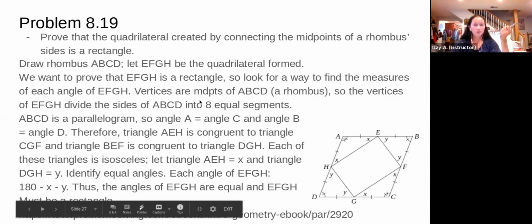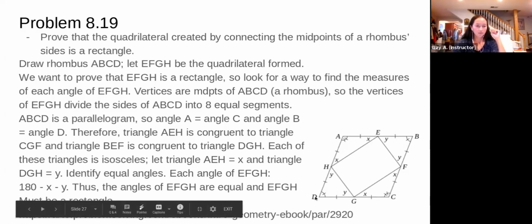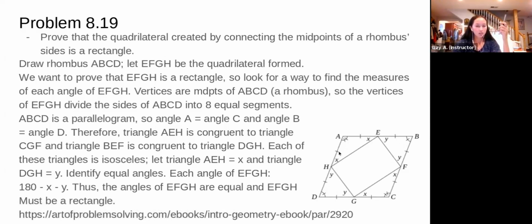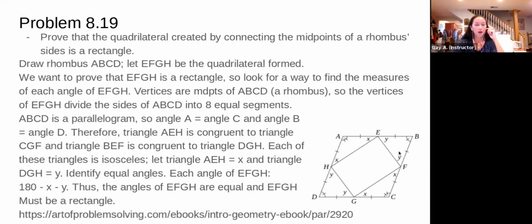The vertices of EFGH are midpoints of ABCD, which is the rhombus. So the vertices of EFGH divide the sides of ABCD into 8 equal segments. We can see here 1, 2, 3, 4, 5, 6, 7, 8 equal segments. ABCD is a parallelogram, so angle A is equal to angle C, and angle B is equal to angle D. Therefore, triangle AEH is congruent to triangle CGF, and triangle BEF is congruent to triangle DGH.